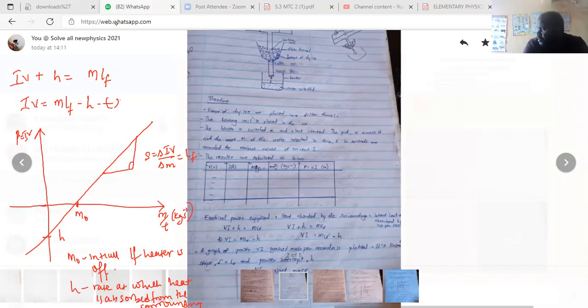Unless someone has a question. Any question on this method? It is familiar to the one you know in O level, so it should not be a challenge to all of us.